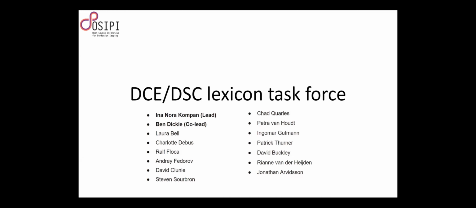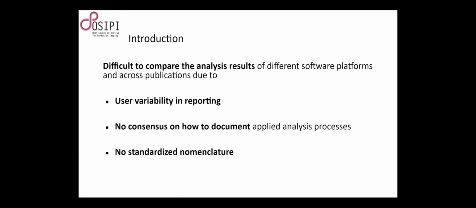So why are we doing this? Many software platforms exist to analyze perfusion data. However, the comparison of the analysis results across different software platforms and publications is difficult due to, on one hand, a large user variability in the reporting, due to no clear consensus on how to document applied analysis processes, and finally, due to no standardized nomenclature of quantities and processes. However, a key element in ensuring perfusion reproducibility is the standardization of nomenclature, such as naming parameters and reporting of processing pipelines, both of which are currently lacking.